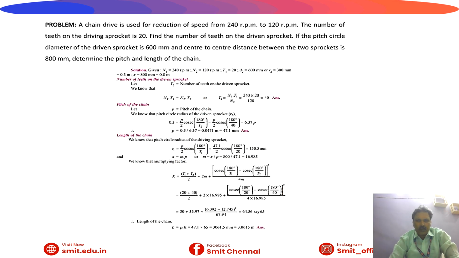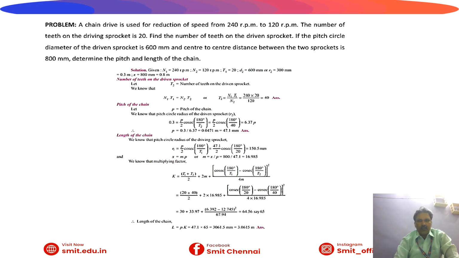Then based on that, another problem we are going to discuss: the chain drive. Chain drive is one of the major applications in mechanical industries. A chain drive is used for the reduction of speed from 240 rpm to 120 rpm. The number of teeth on the driving sprocket is 20. Find the number of teeth on the driven sprocket. If the pitch circle diameter on the driven sprocket is 600 millimeters and the center to center distance between the two sprockets is 800 mm, determine the pitch and the length of the chain.